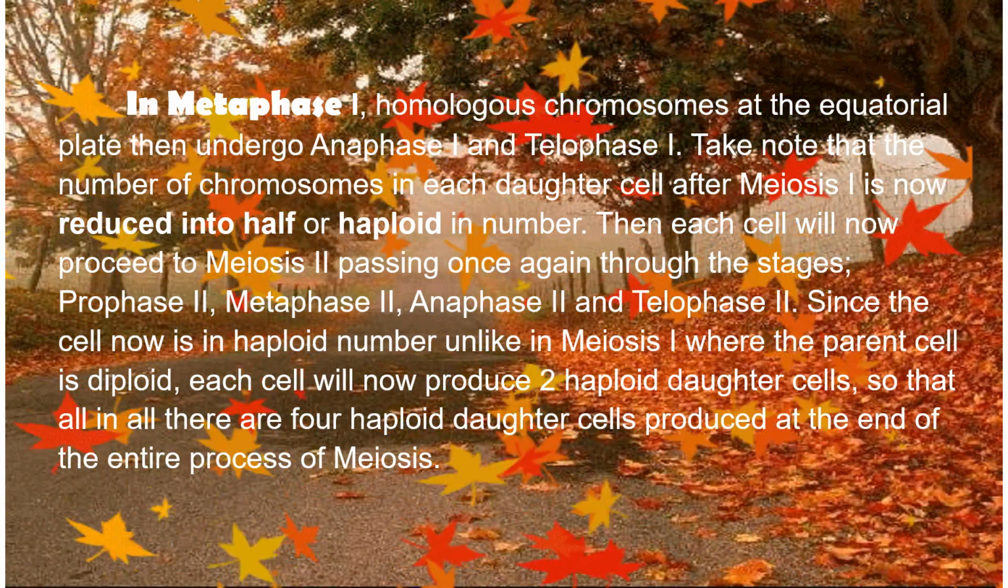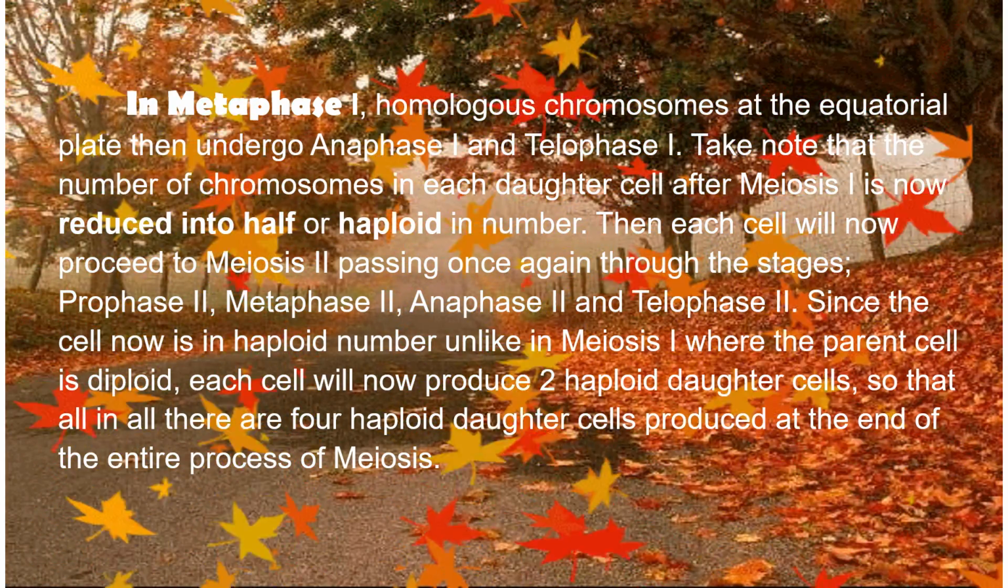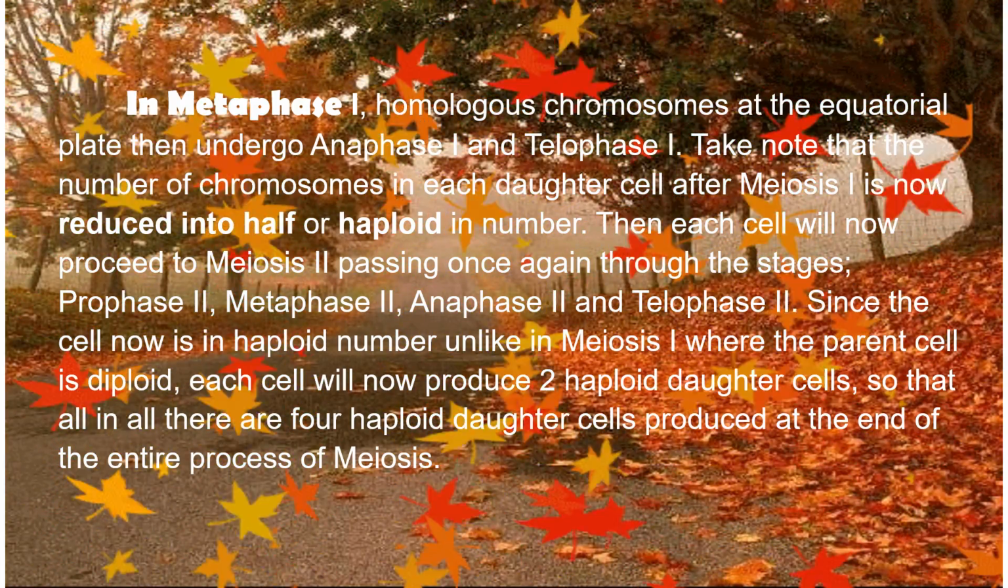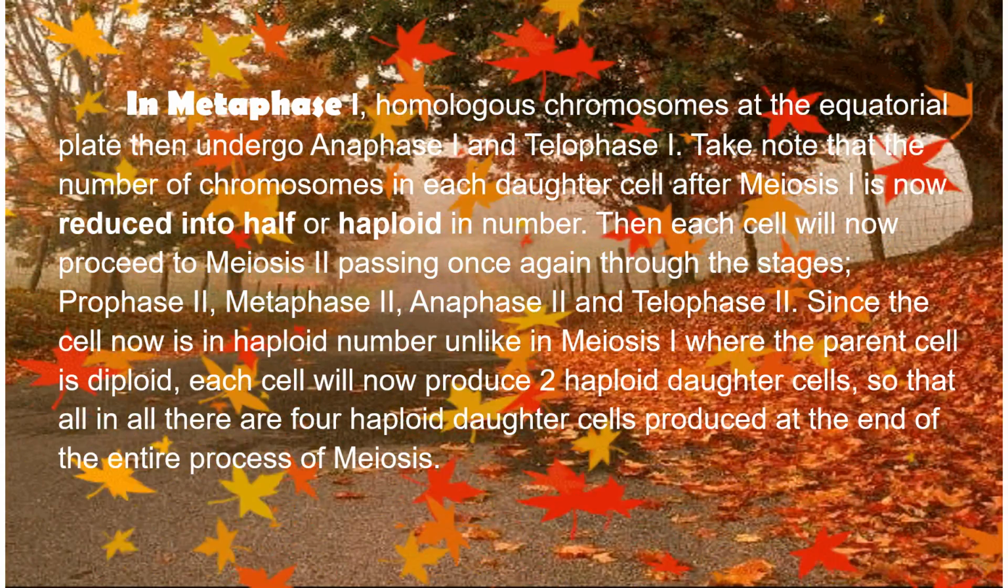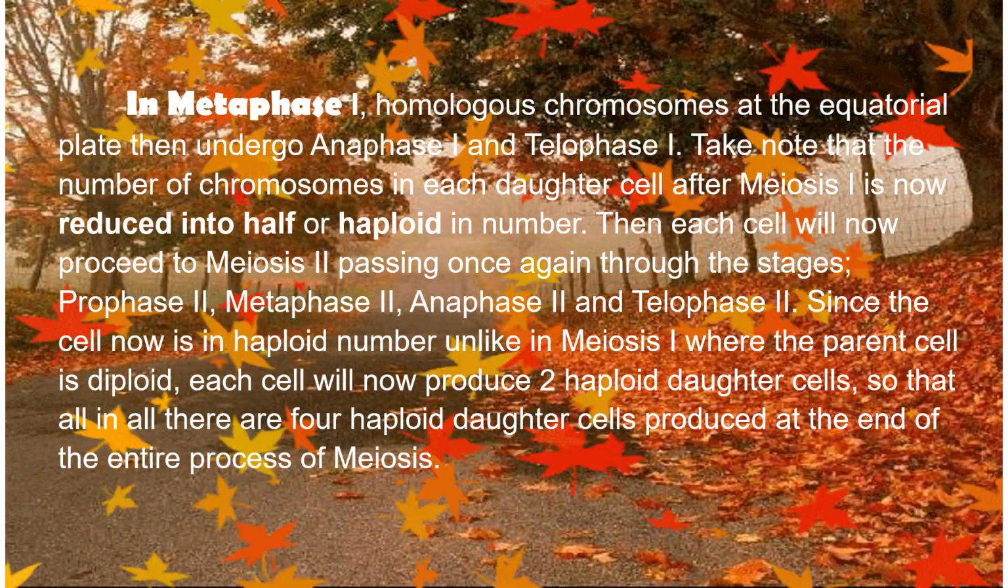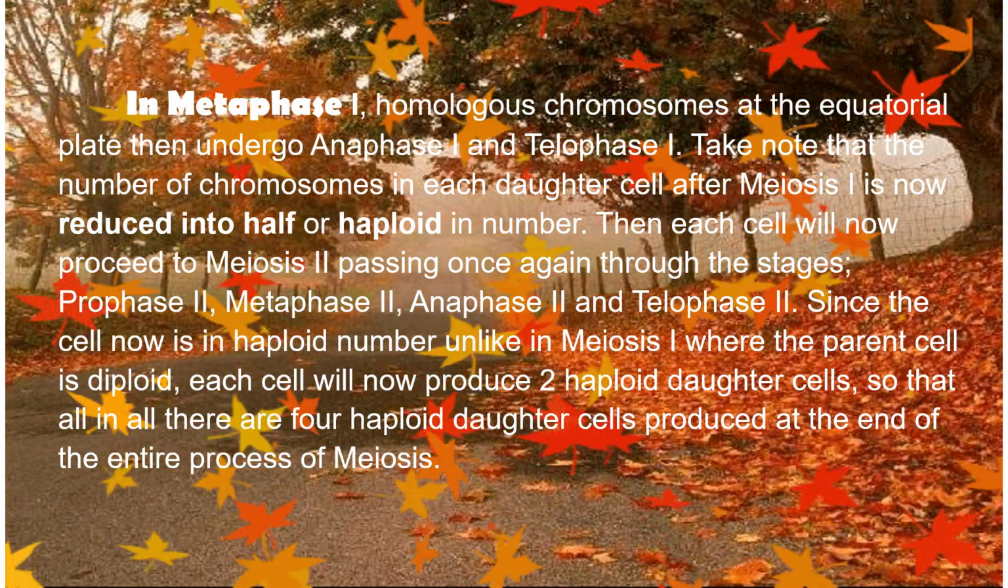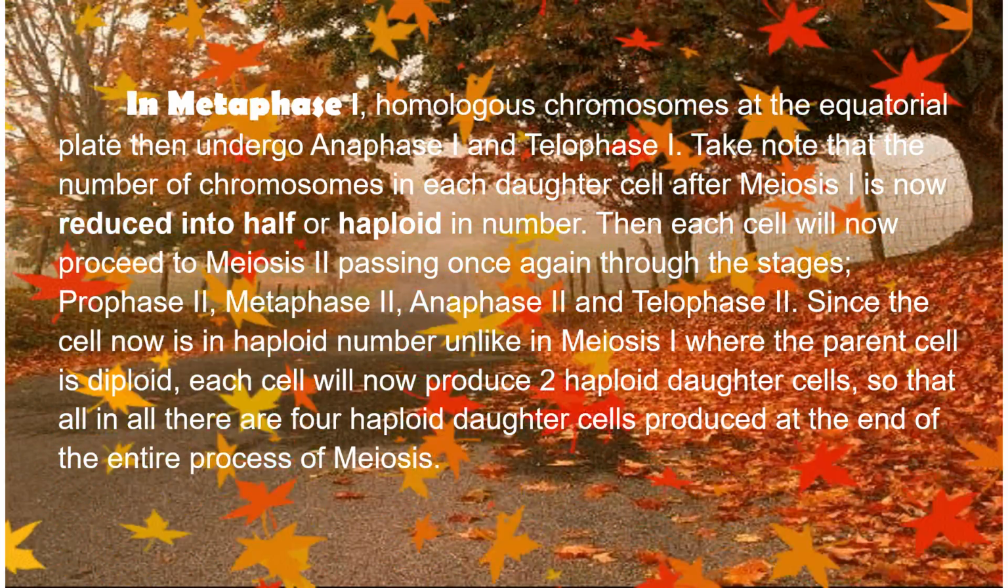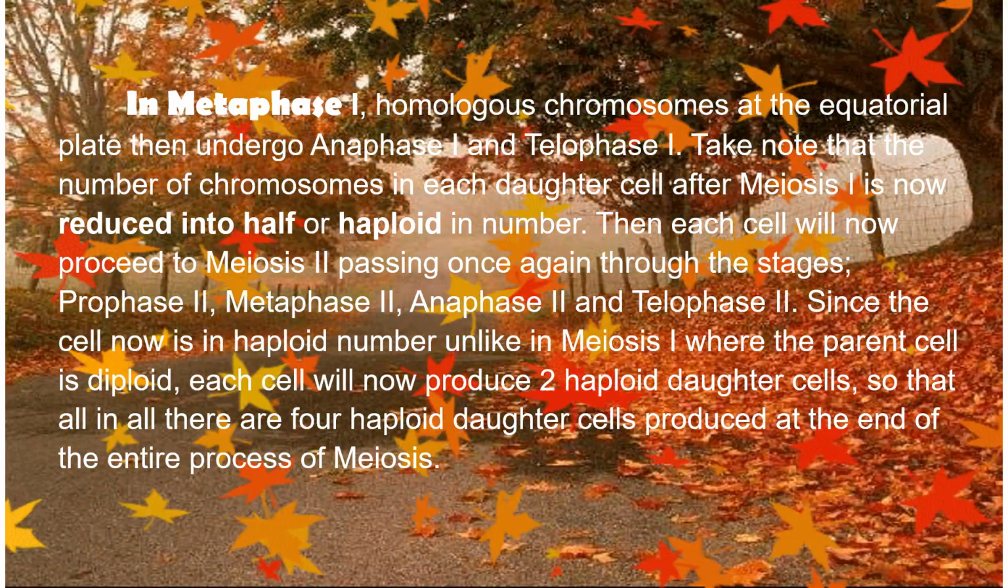Okay. In metaphase 1, homologous chromosomes line up at the equatorial plate, then undergo anaphase 1 and telophase 1. Take note that the number of chromosomes in each daughter cell after meiosis 1 is now reduced by half, or haploid in number. Then each cell will now proceed to meiosis 2, passing once again through these stages: prophase 2, metaphase 2, anaphase 2, and telophase 2.